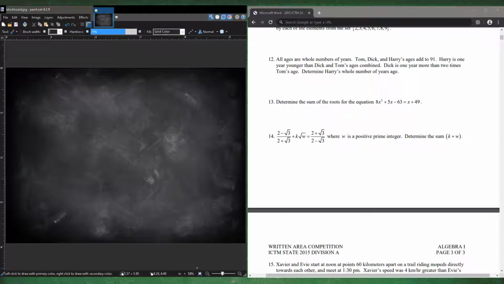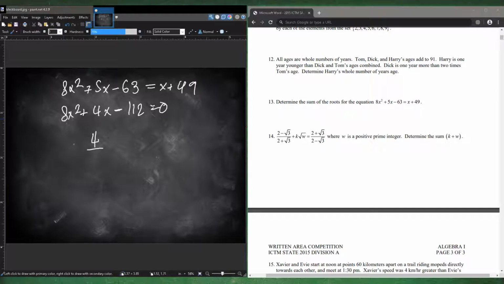Okay, 13. Determine the sum of the roots for the equation 8x squared plus 5x minus 63 equals x plus 49. Okay, so let's make it a quadratic. So 8x squared plus 4x minus 112 equals 0. So the trick to this is that you take the coefficient of the second highest term, which is 4, and then you divide by the coefficient of the highest term, which is 8. And then you put a negative in front. And that should be the sum of the roots. So that's negative 1 half. Okay, so your answer for number 13 is negative 1 half.